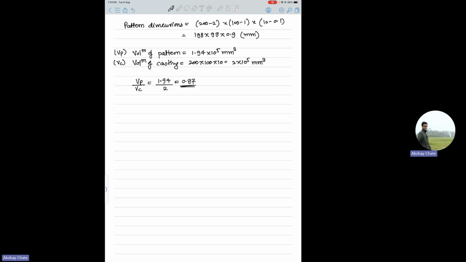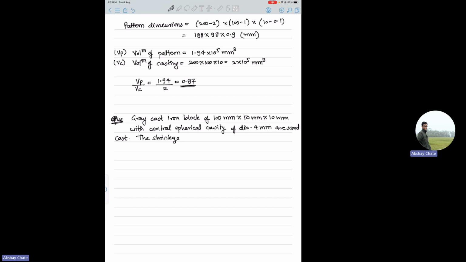So again from this shrinkage allowance, same question, but again they have tricked students. The question is: a grey cast iron block of size 100 mm by 50 mm by 10 mm with a central spherical cavity of diameter 4 mm is sand cast. The shrinkage allowance is 3%.